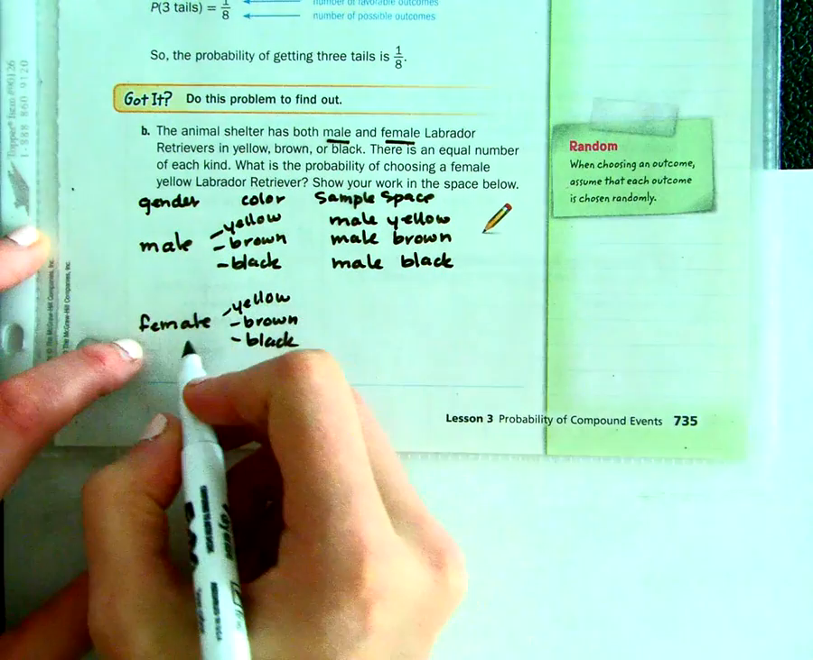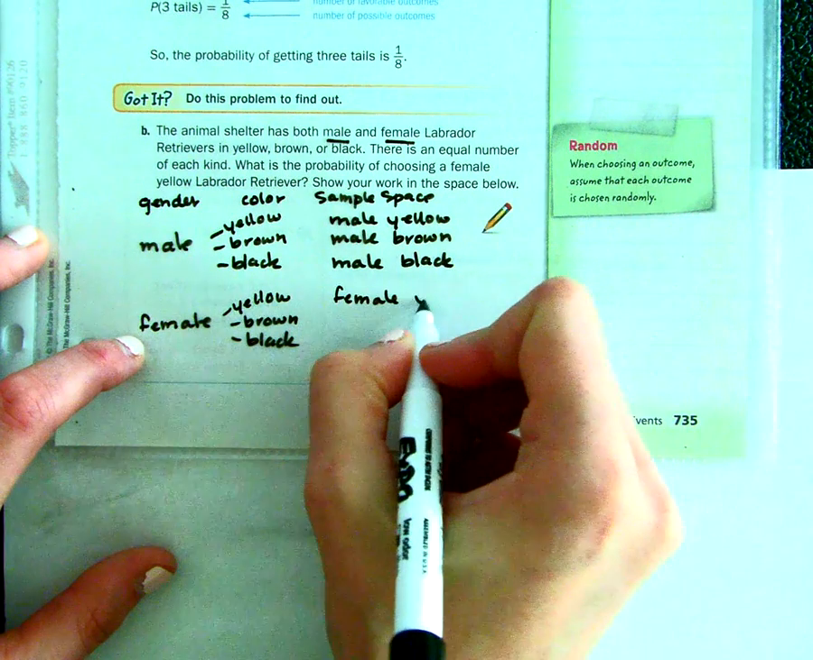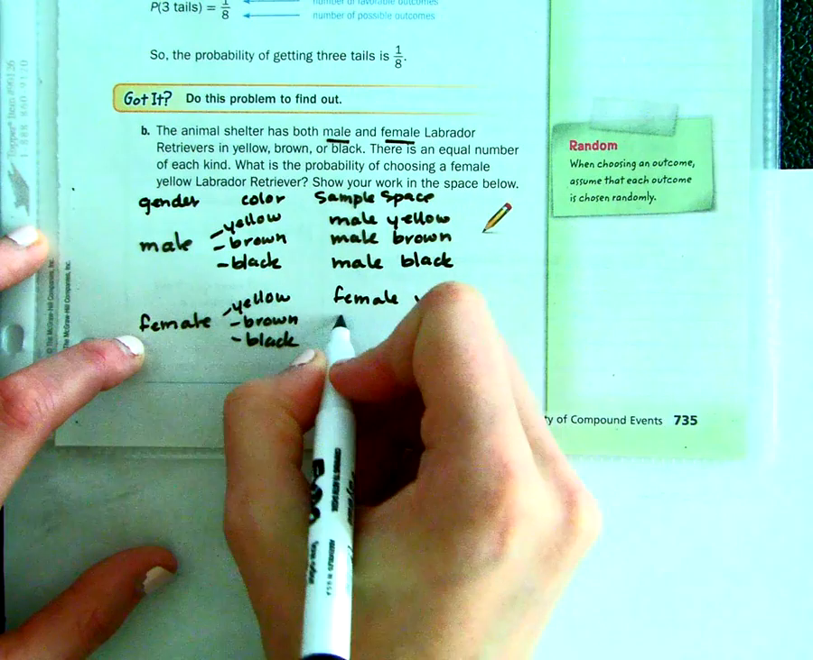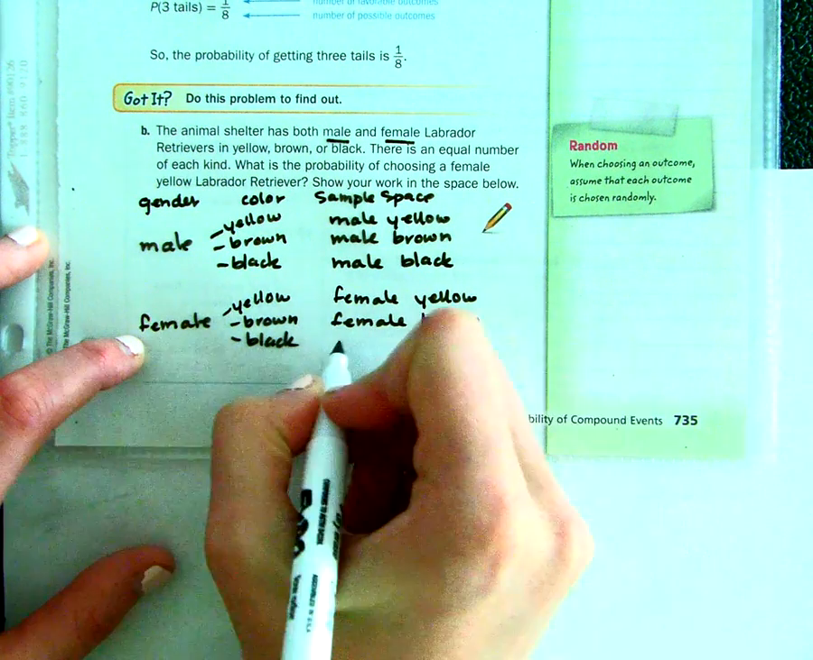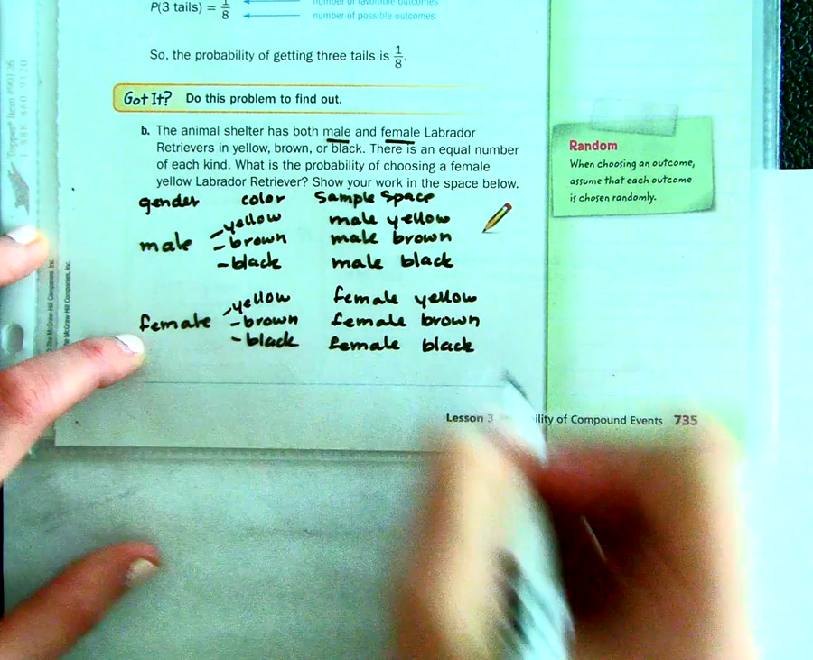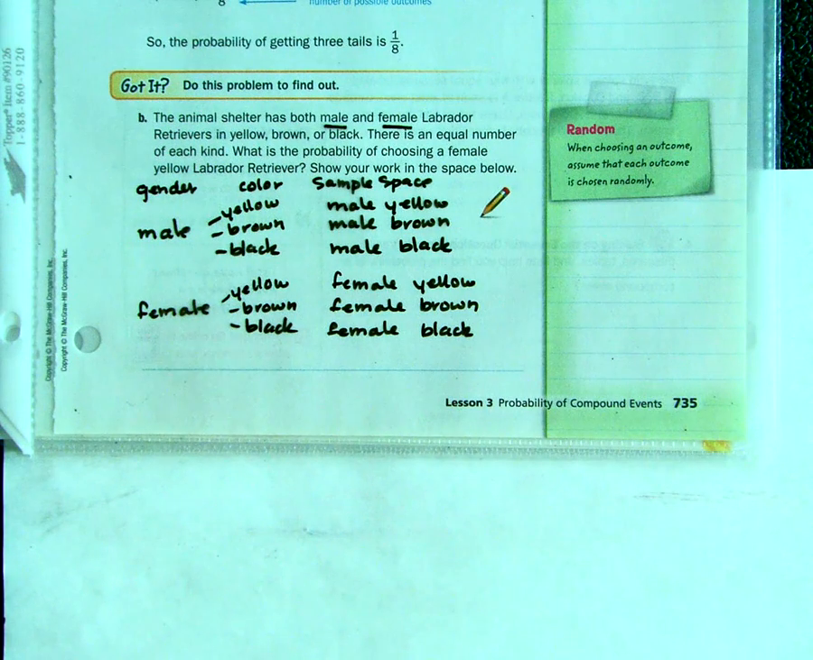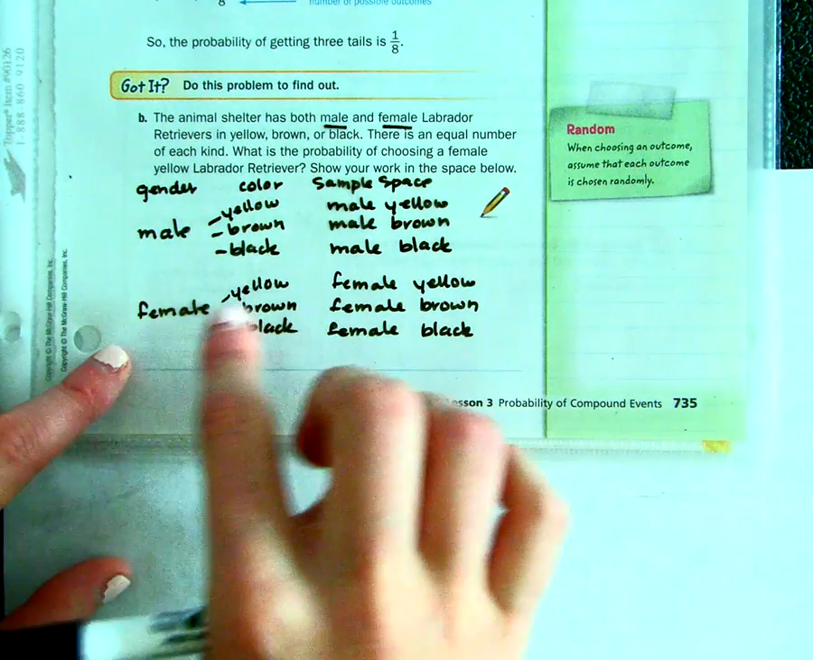Okay, same thing with female. We could have female yellow. We could have female brown. Or we could have female black. Okay, so again, when I go to make my sample space, I'm just putting my different possibilities together. We have a male that's yellow, a male that's brown, a male that's black. Female that's yellow, female that's brown, female that's black.